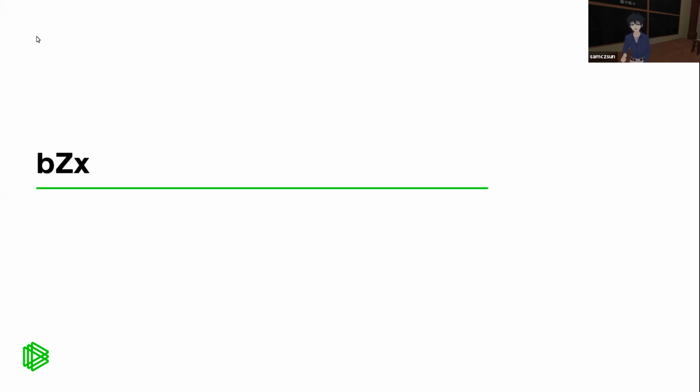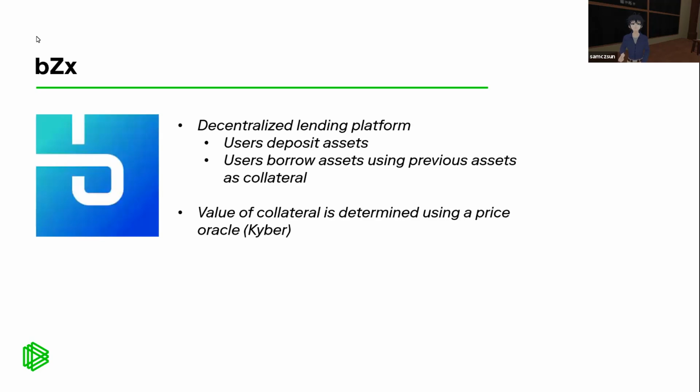Okay, next up on our list we have is BZX. Now, BZX is a decentralized lending platform. This means that users can deposit assets, and then users can borrow assets using the assets they previously deposited as collateral. And of course, to do this, you sort of need to know the price of the asset that you're using as collateral. And BZX does this using a price oracle. In this case, they used Kyber.